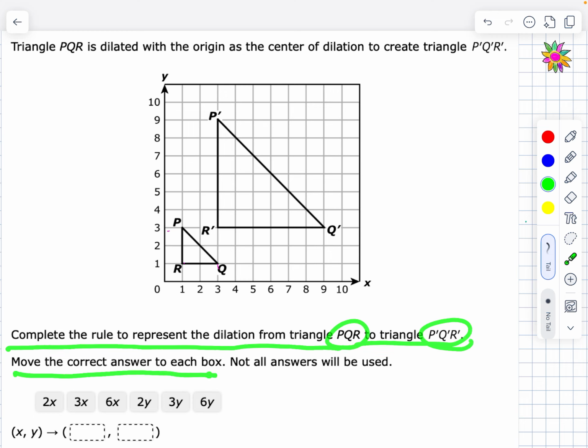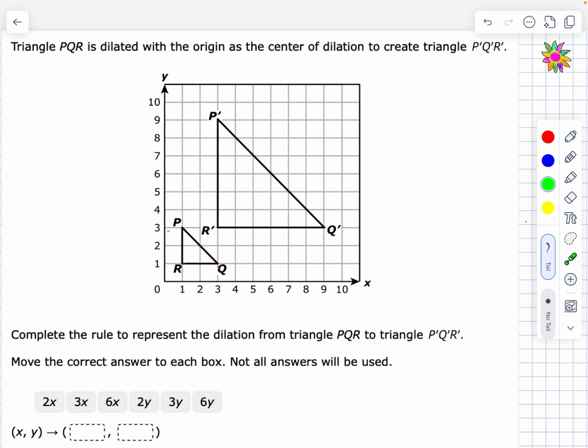Move the correct answer to each box. Not all answers will be used. Okay, so there's a few things I want you to see. One is this is the original triangle and this one is the new triangle, and you can tell by the prime on there. The little tick mark on each of the letters is really important. It's telling you where it's going from and where it's going to. When it's got the prime, that's telling you where it's going to.